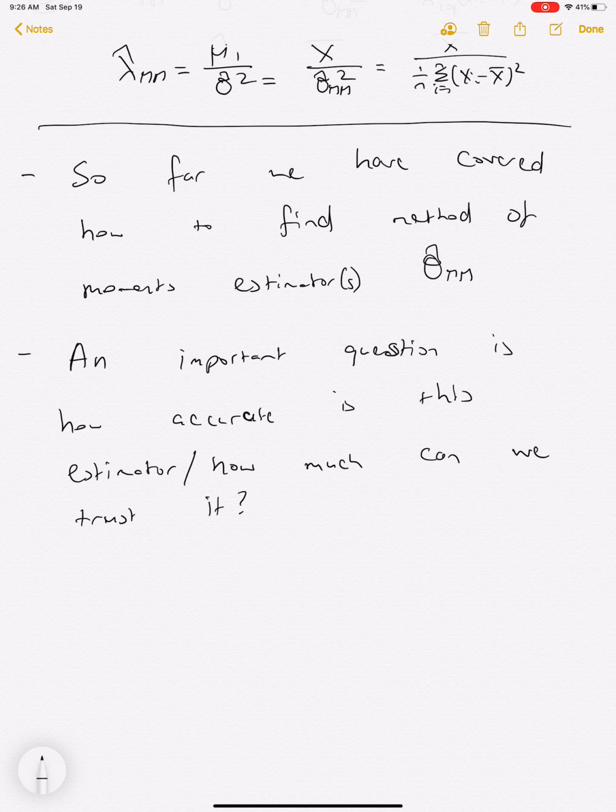Okay, so an important question is, if you tell someone, here's a procedure that you can use to estimate, say, a population mean or some other population parameter, that's great. But then someone's naturally going to ask, well, how much do you trust that? Is it accurate?